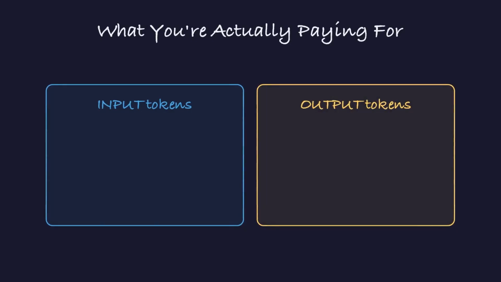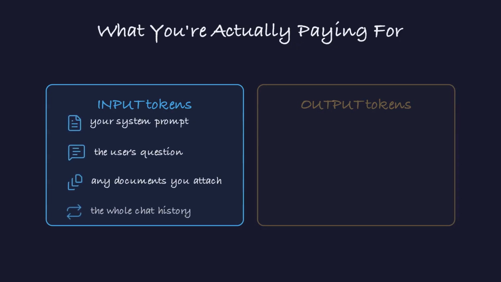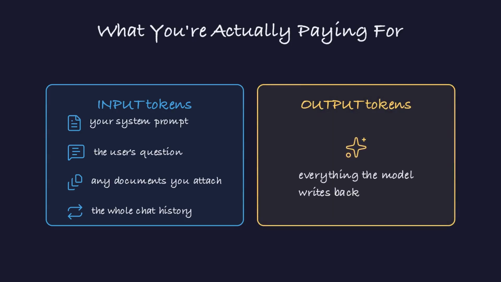Before the tactics, understand what you are actually paying for. It's 2 things. Input tokens, everything you send the model: your system prompt, the user's question, any documents you attach, and the whole chat history. Output tokens, everything the model writes back.